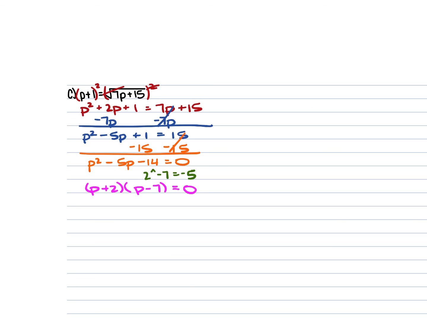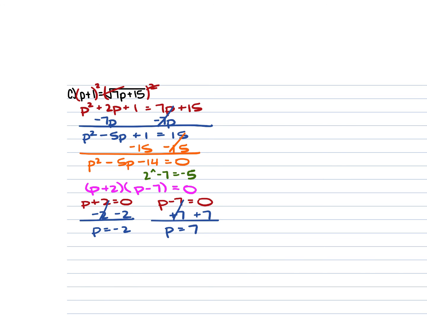Set each part equal to 0 and solve. So p plus 2 is equal to 0. p minus 7 is equal to 0. Subtract your 2 from each side. You get p is equal to negative 2. So add your 7 to both sides. You get p is equal to 7.